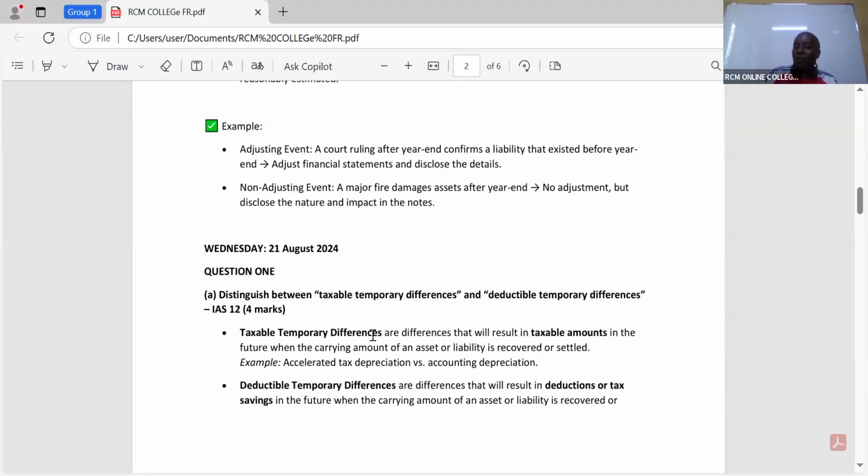And you'll be making savings in the future, then that temporary difference will be called deductible. So deductible temporary differences are differences that will result in deductions, or tax savings, in the future when the carrying amount of an asset or liability is recovered.